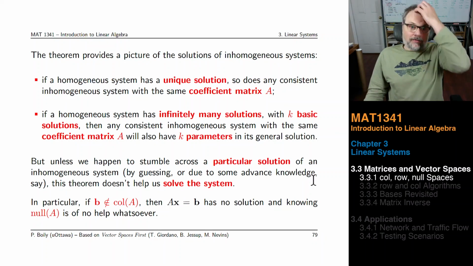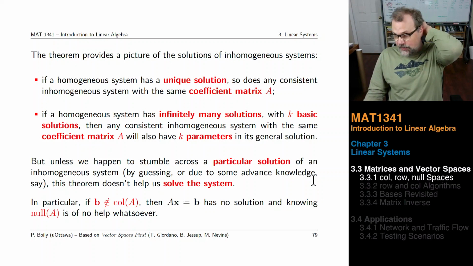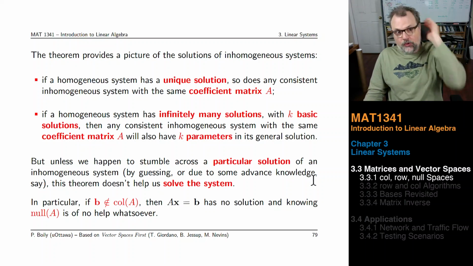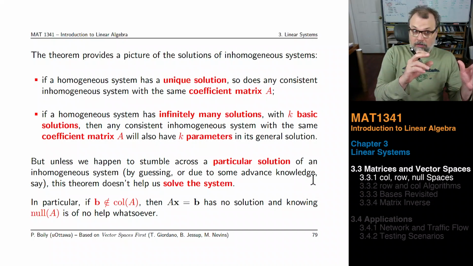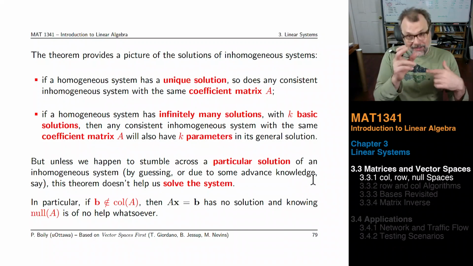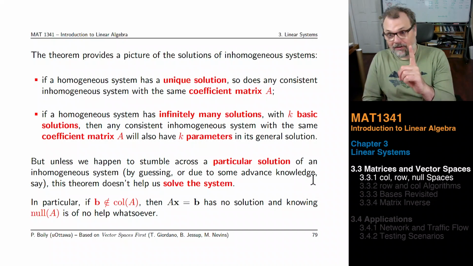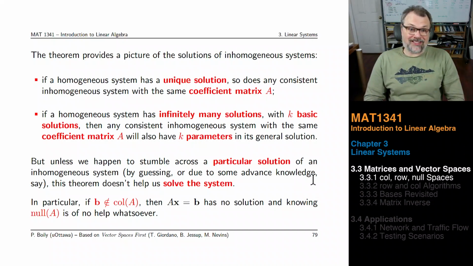That gives us a pretty good idea as to what the solutions of inhomogeneous systems are. If your homogeneous system has a unique solution, then anytime you build an inhomogeneous system that is consistent with the same coefficient matrix A, that system will also have a unique solution. But it has to be consistent. It might not be. If your homogeneous system has infinitely many solutions, and perhaps you have k basic solutions, so k parameters, then assuming that you create an inhomogeneous system which is consistent with the same coefficient matrix, that system will have a general solution also with k parameters. So you also have infinitely many solutions.